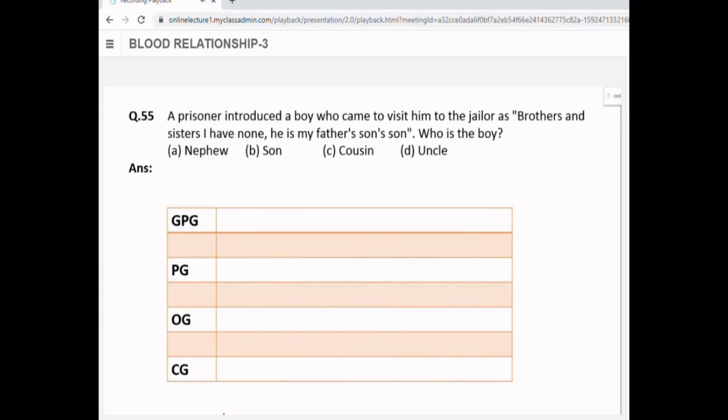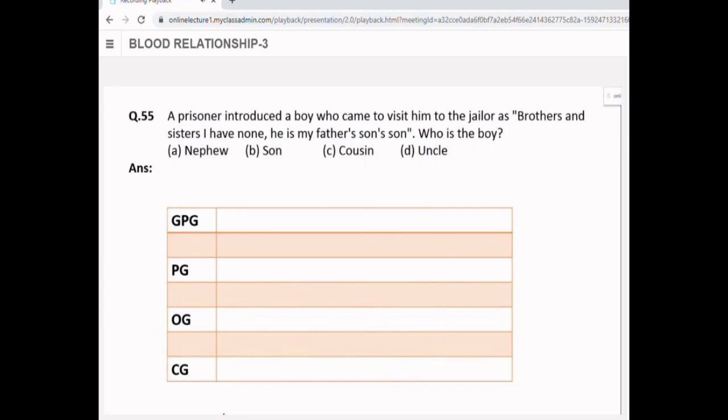A prisoner introduced a boy who came to visit him. The prisoner, the one who is in the jail, the criminal, introduced a boy who came to visit him to the jailer: "Brothers and sisters I have none. He is my father's son's son." Who is the boy? Again, a bit tough. Last question.